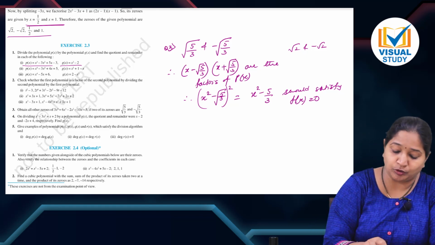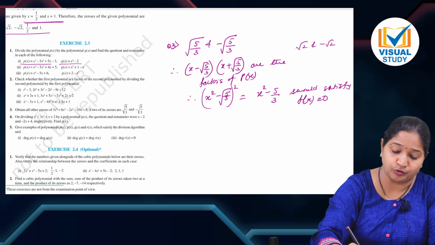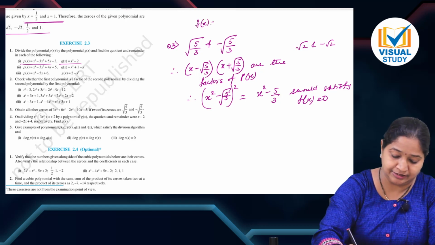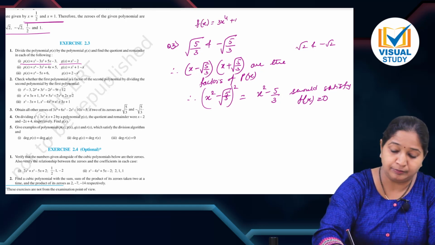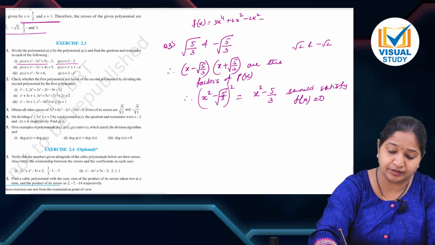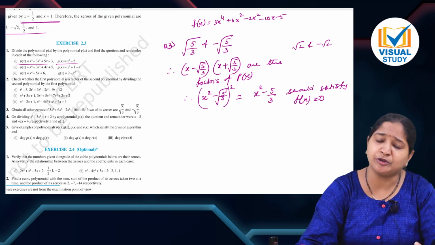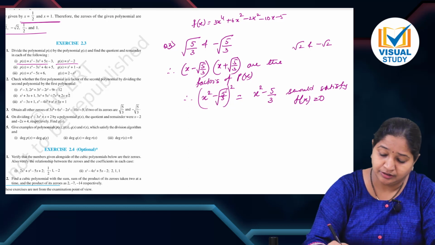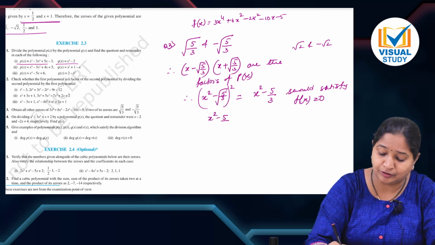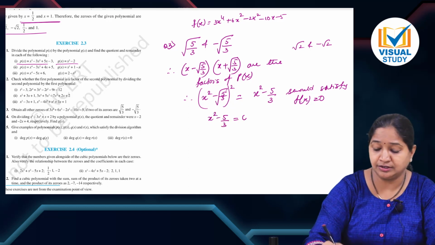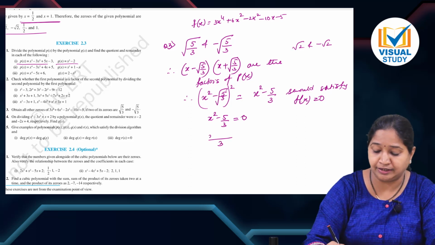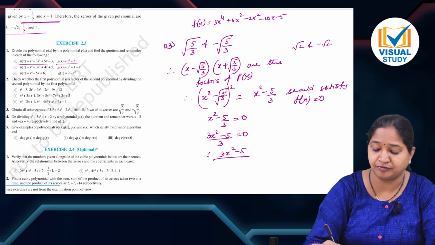I have considered this polynomial: f of x is equal to 3x raised to 4 plus 6x cube minus 2x square minus 10x minus 5. You can consider p of x also. Now, x square minus 5 upon 3 equal to 0. Take out the LCM, that is 3x square minus 5 equal to 0. Cross multiply and you get 3x square minus 5.